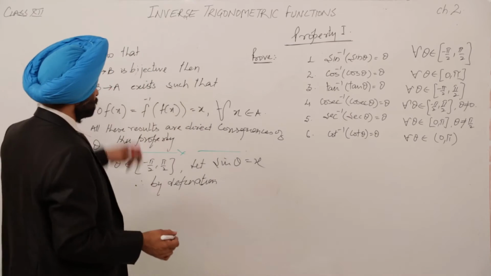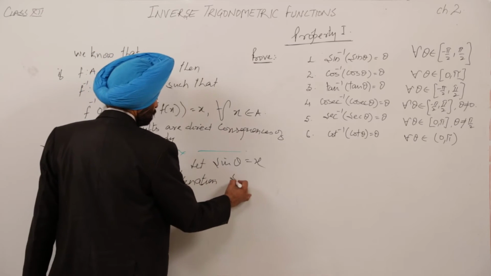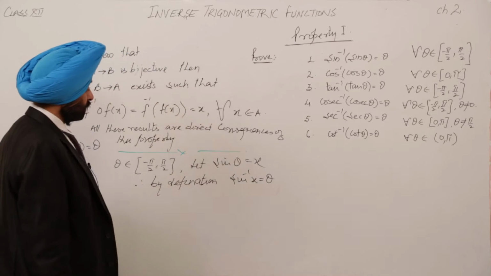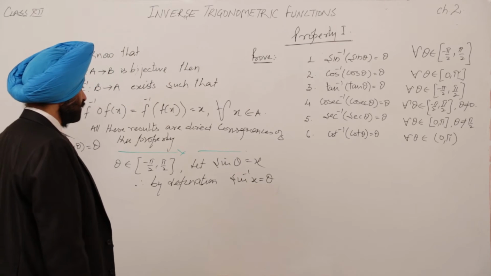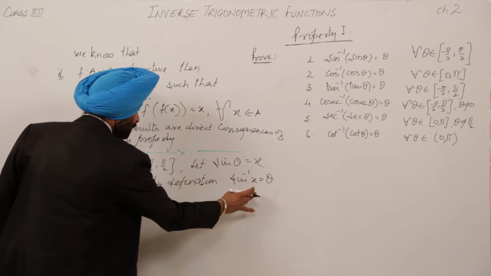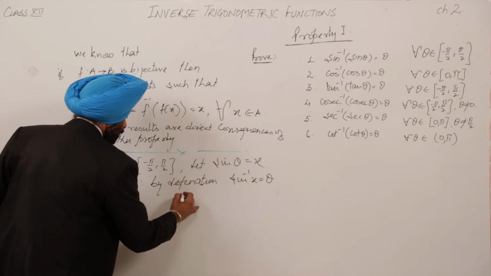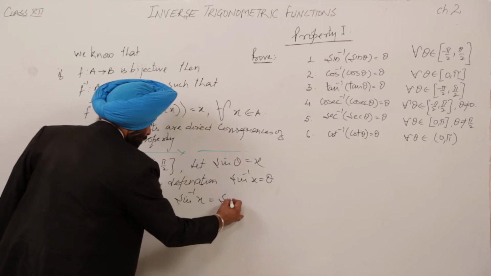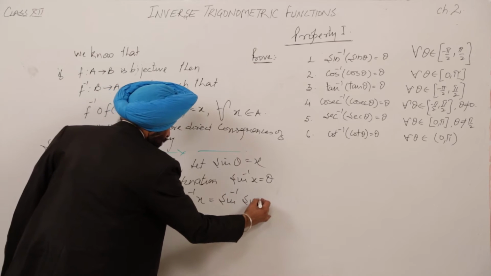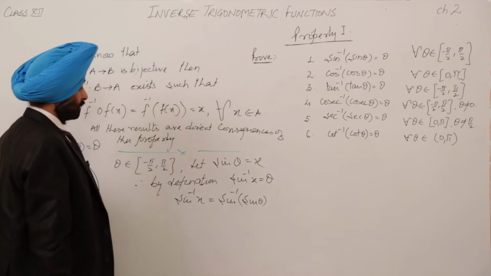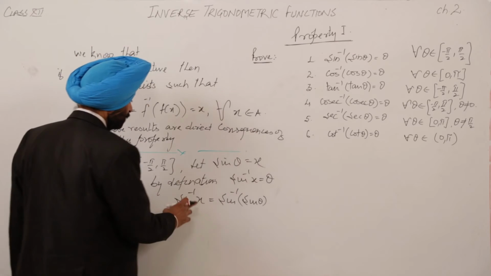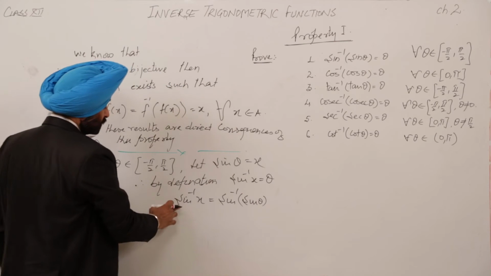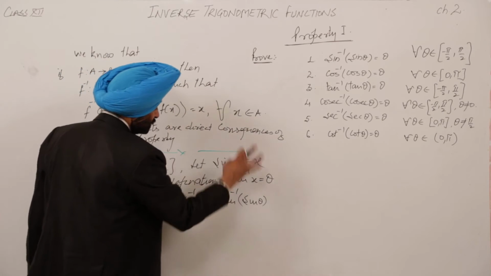by the definition, what are we getting? Sine inverse x is equal to theta. Now sine inverse x can be written as sine inverse sine theta. Can I write it that way? Because this x is here, it is written x is equal to sine theta. So sine inverse x is equal to sine inverse sine theta.